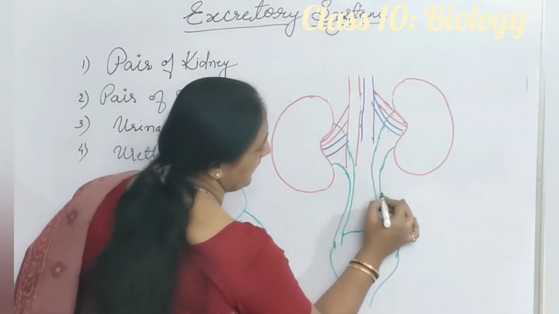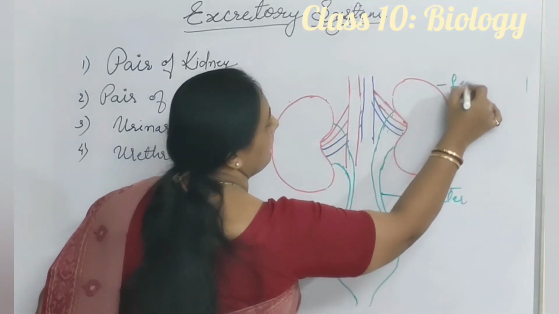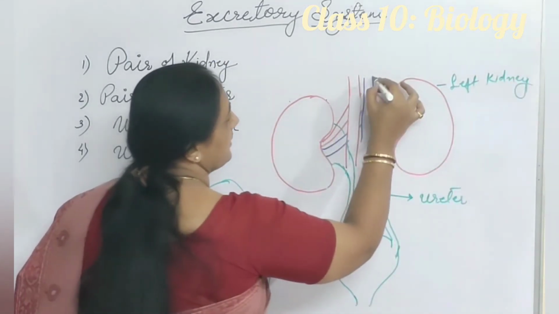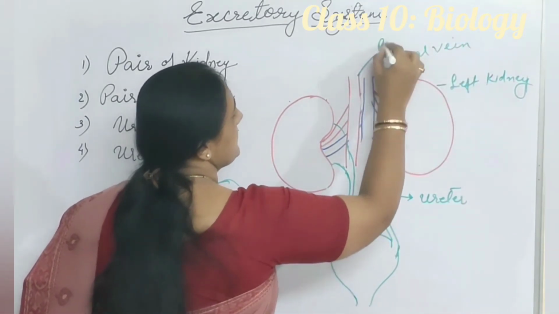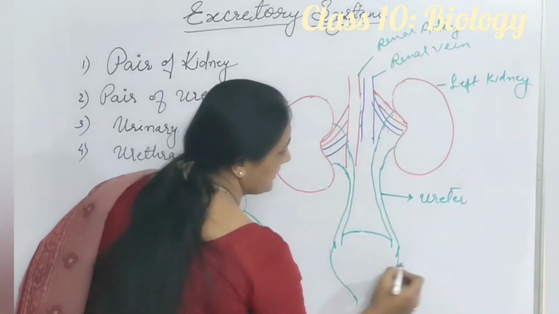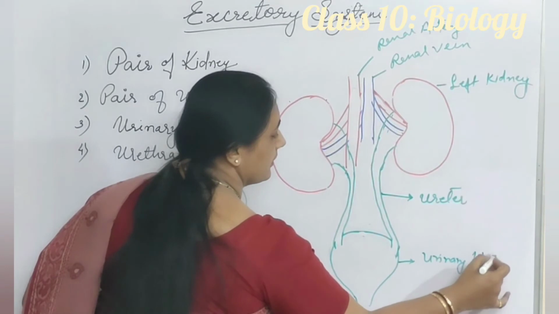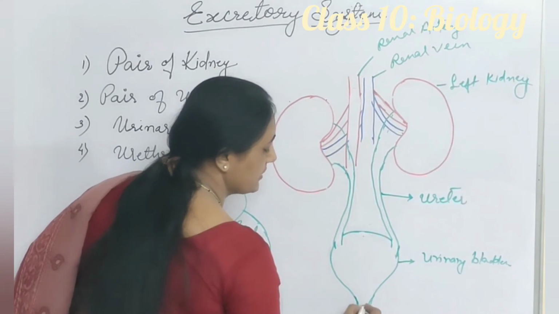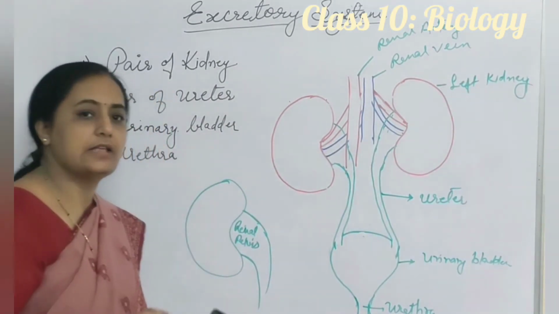So these two are the pair of ureters. This is the left kidney. This is the right side. This is the renal vein. This one is the renal artery. This is the urinary bladder. And this urinary bladder opens in an opening, and this opening is called the urethra.